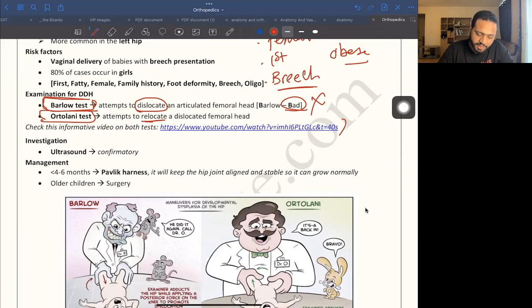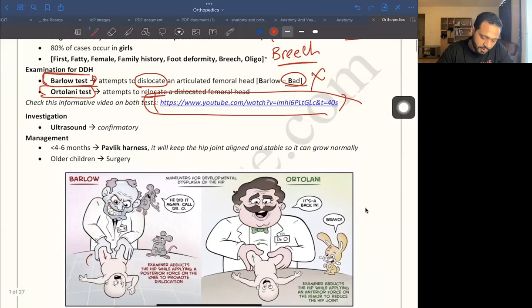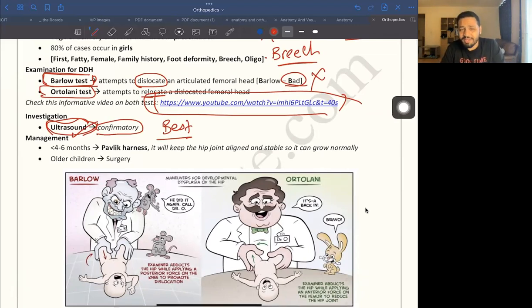So there is a link in here. You can watch the videos for the Barlow and Ortolani tests. So ultrasound is the confirmatory. So this is the best investigation to do. So why are we doing ultrasound and not an X-ray? Because that's a child, and it's not recommended to do an X-ray for a child below 6 months. And most of the presentation is below 6 months. Most of the presentation is at birth. So ultrasound is a very good tool in investigation.